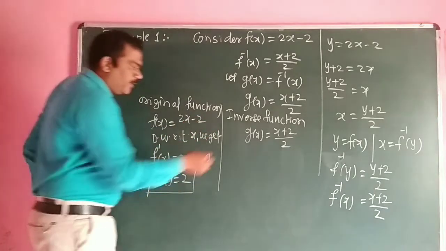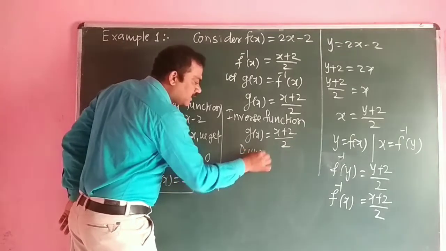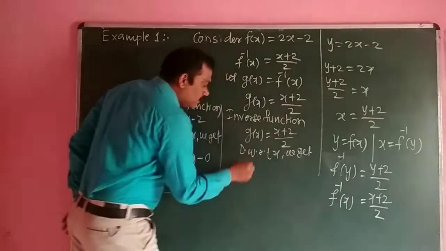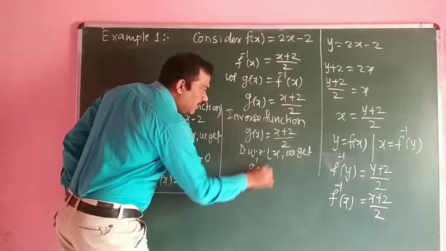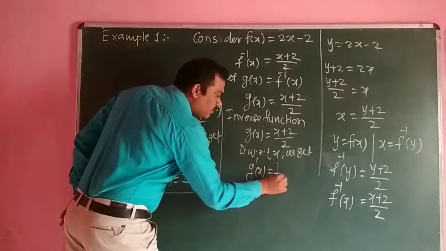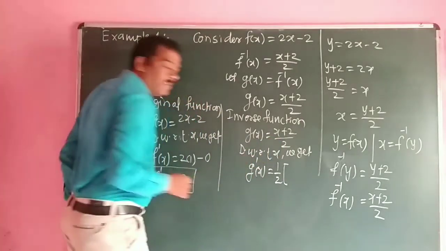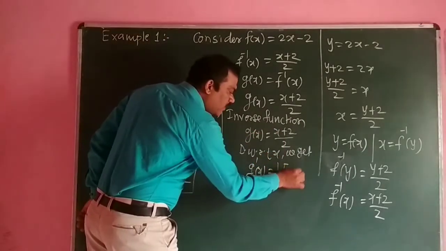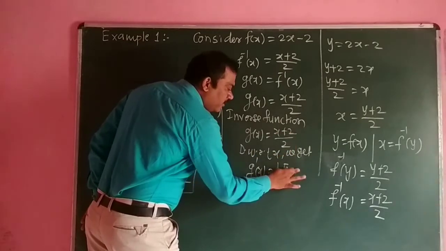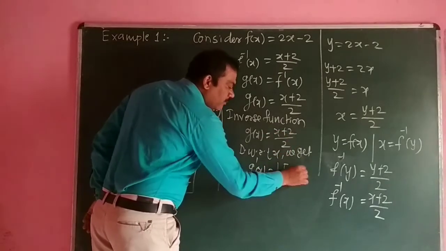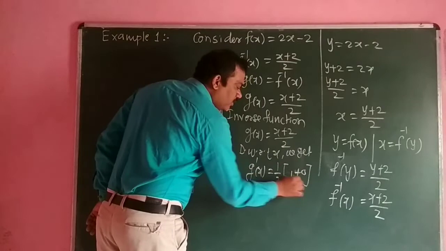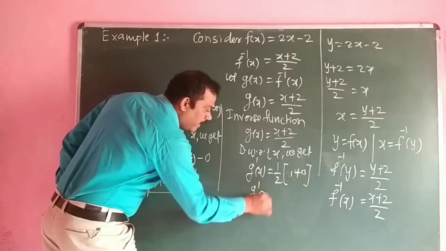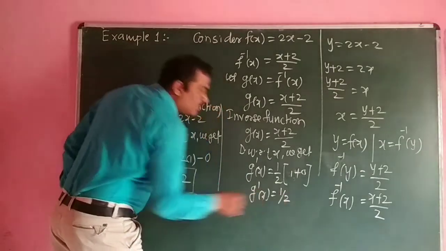Now on this side, if we differentiate with respect to x, we get g'(x) = 1/2 times the derivative of (x + 2). 1/2 is a constant, so we take it outside. The derivative of x with respect to x is 1, plus 2 is a constant whose derivative is 0, so 1 + 0 is nothing but 1. That is g'(x) = 1/2.